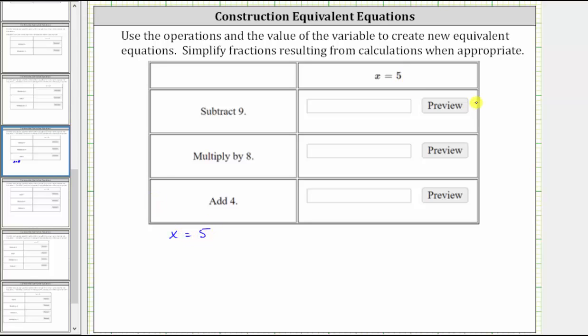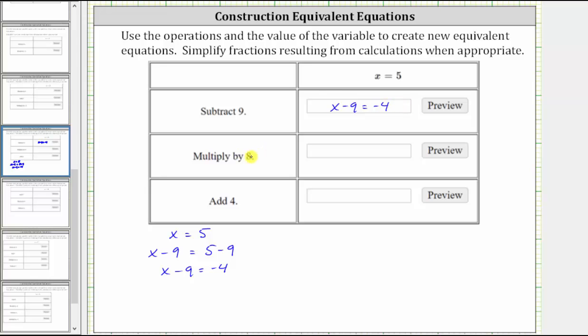and the first operation is subtract 9. To create an equivalent equation to x equals 5, we must subtract 9 on both sides of the equation to maintain the equality. So if we subtract 9 on both sides, we have the new equation x minus 9 equals 5 minus 9. Simplifying the right side of the equation, 5 minus 9 is negative 4, giving us the first equivalent equation of x minus 9 equals negative 4.